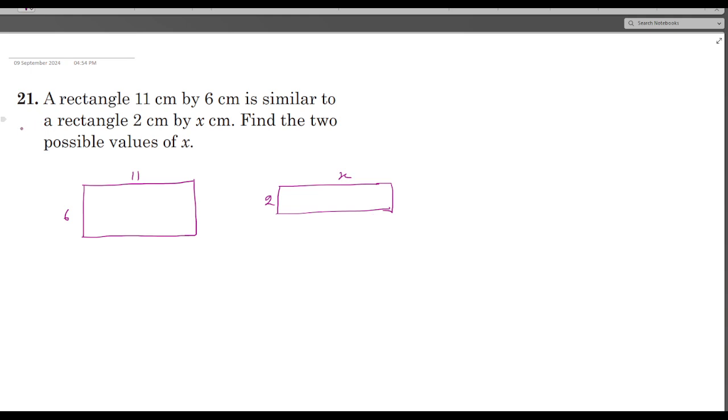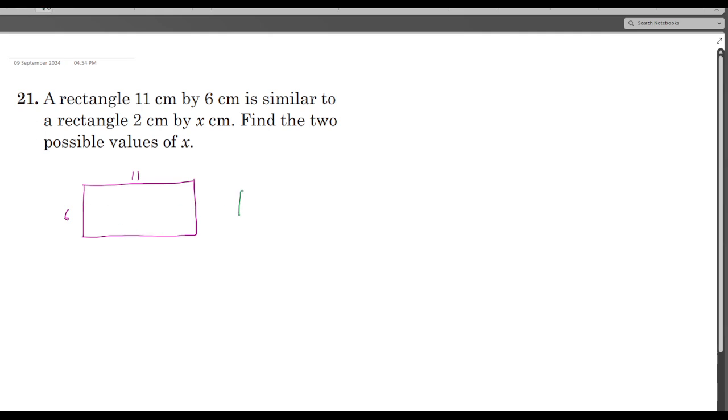Okay, this is a similarity problem. So in that case, what we can say is that there are two possible cases. One is that the 2 centimeter which we are considering is something like this. Okay, this is 2 and this is x. The other case could be this length will be 2 and this length will be x.